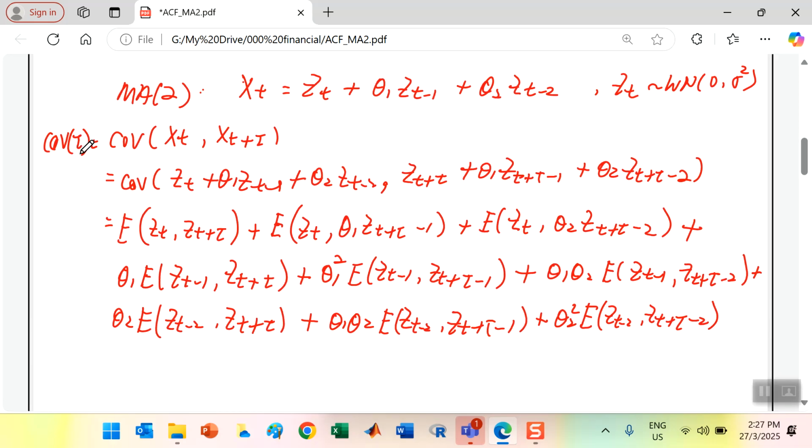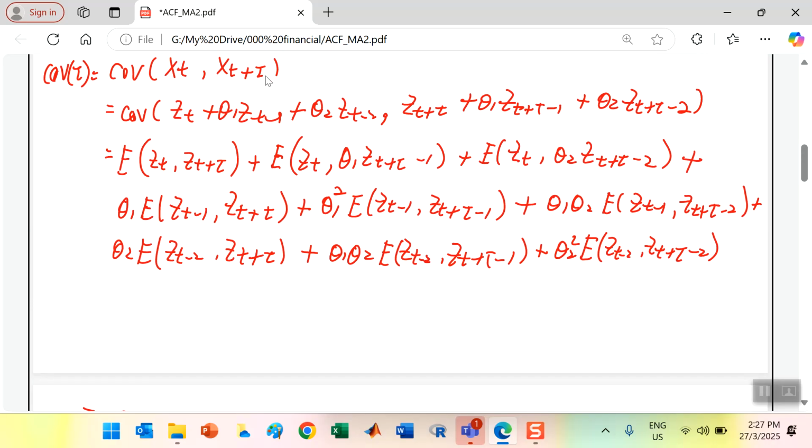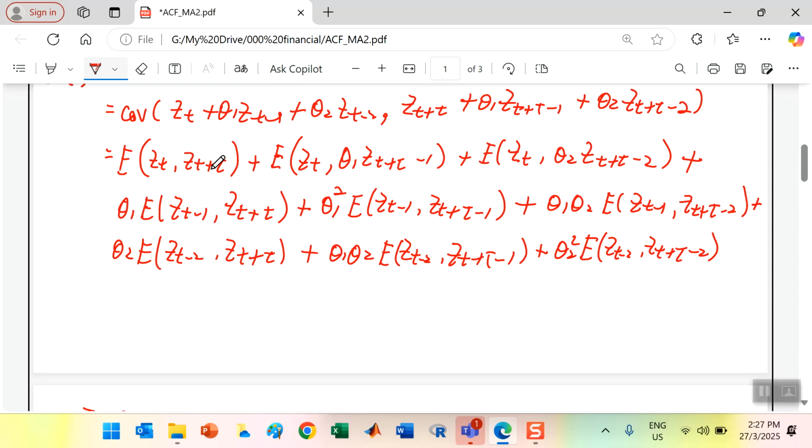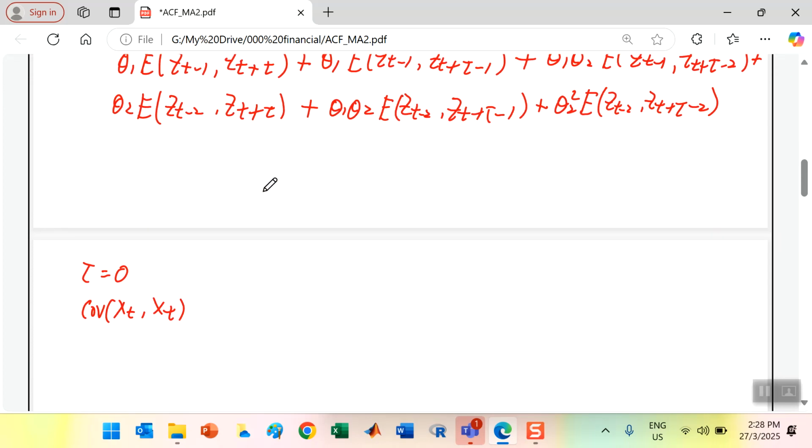So if tau is 0, according to this, xt and xt. If tau is 0, this term is 0, so you have zt, zt. So you have e of zt squared, or zt and zt, let's say.